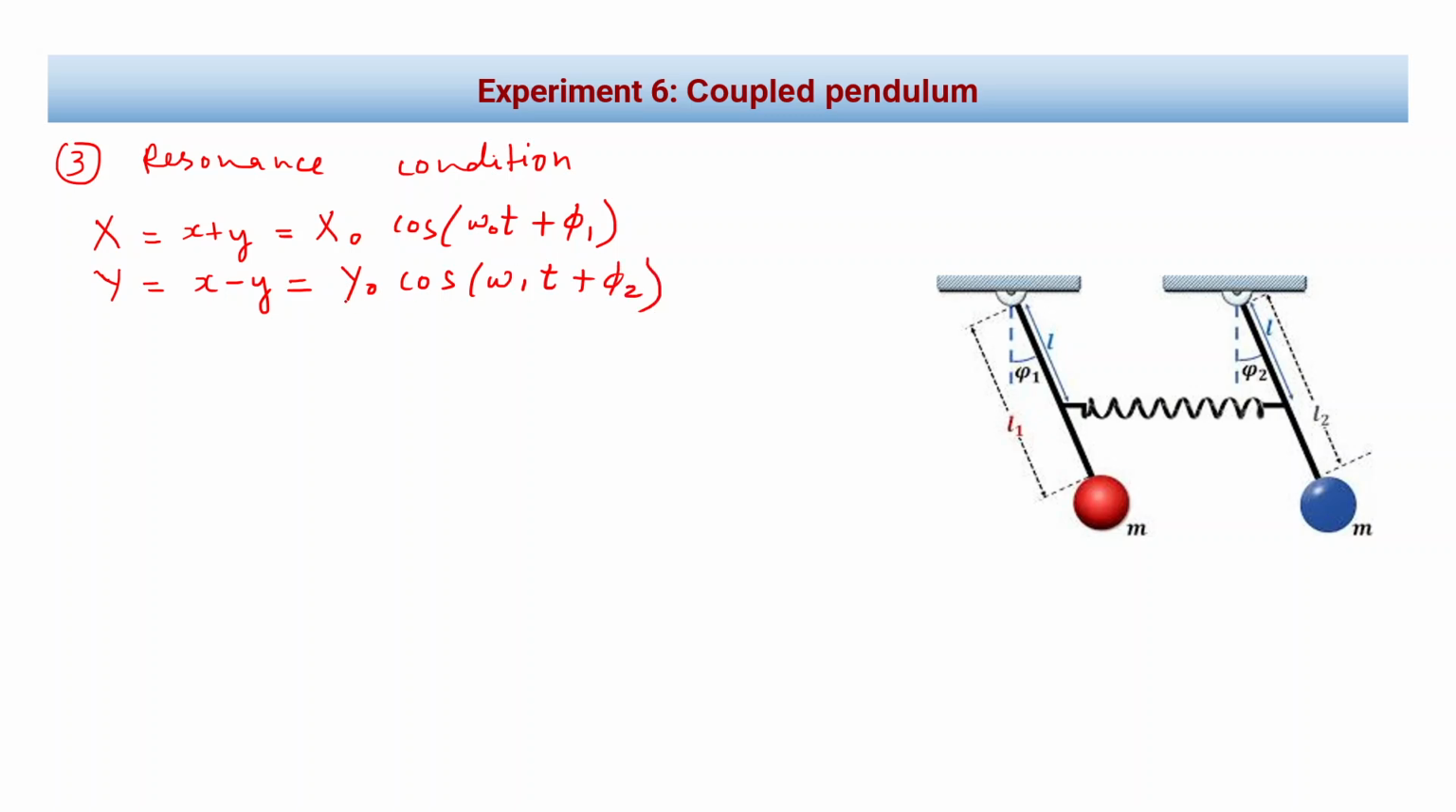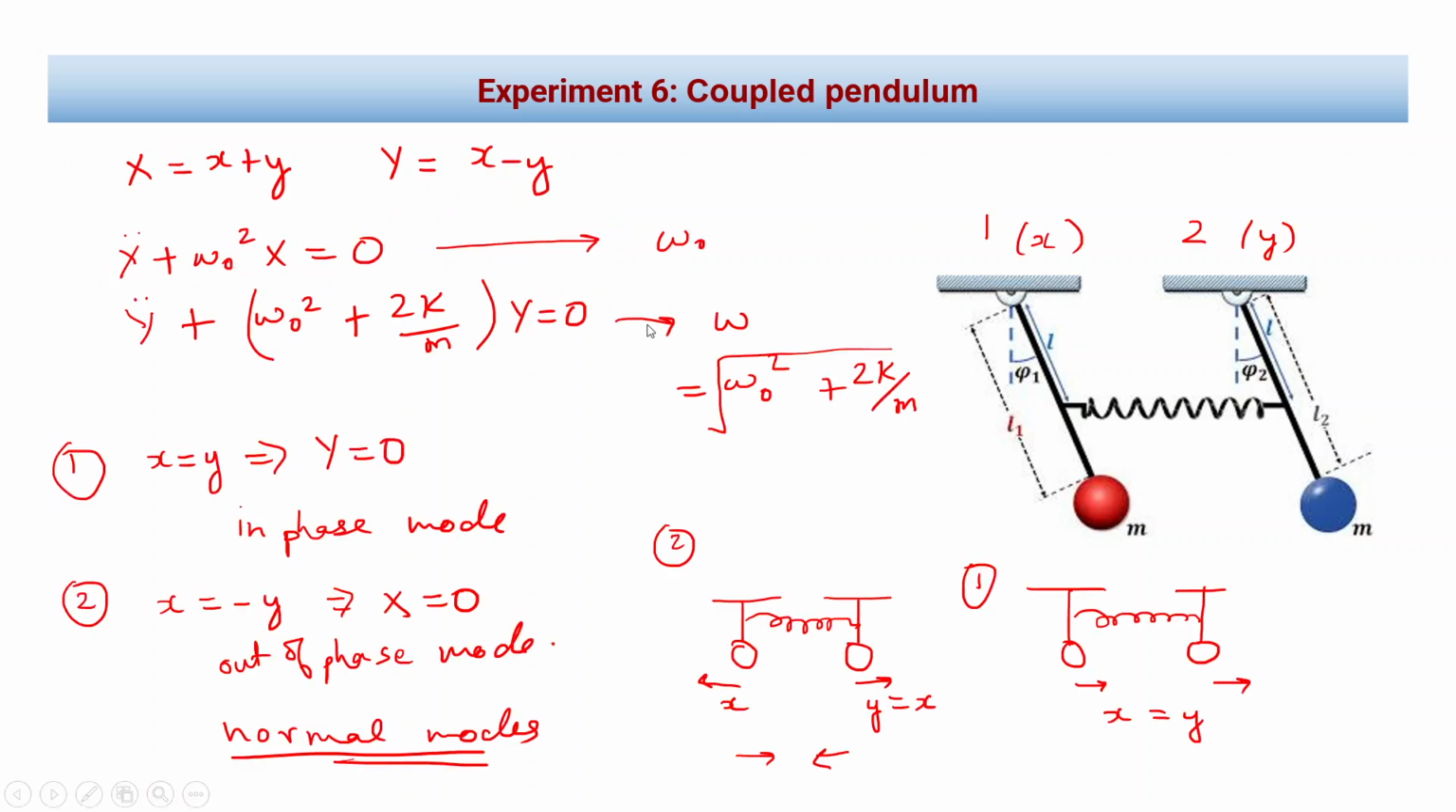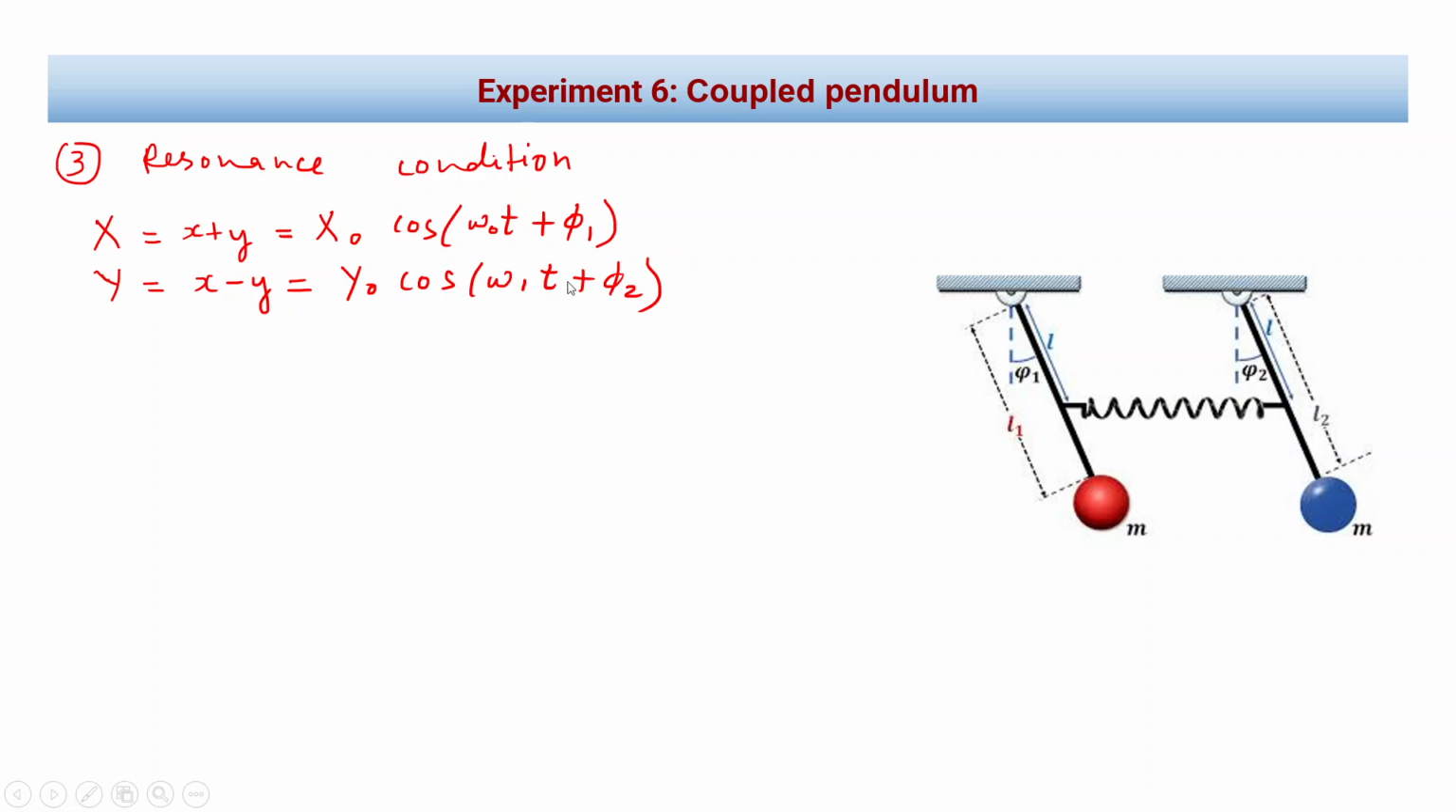Here x naught and y naught are amplitudes, phi 1 and phi 2 are phases, and omega naught and omega 1 we have already shown. So this is what is here.